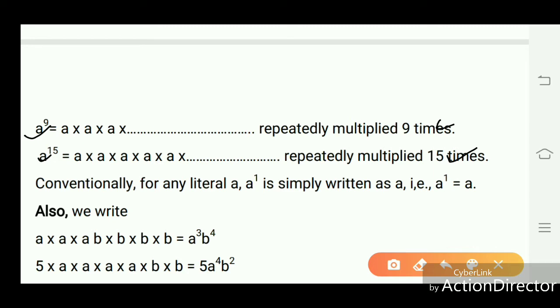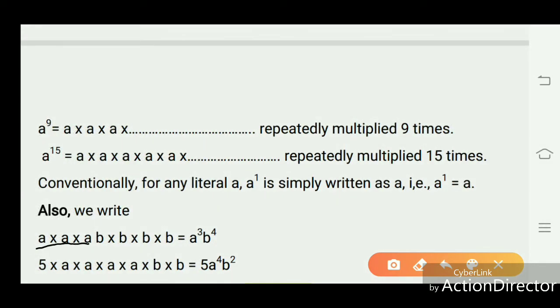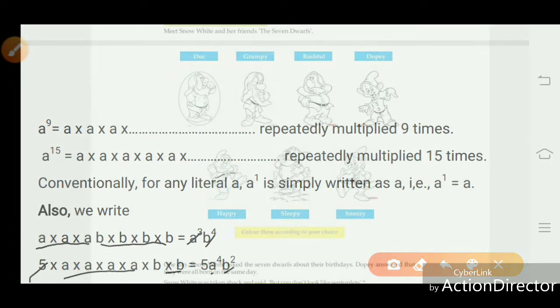Conventionally, for any literal a, a power of 1 is simply written as a, that is, a power of 1 equals a. Also, if a is multiplied 3 times and b is multiplied 4 times, we write a power of 3 and b power of 4. Now here 5 multiplied by a 4 times and b 2 times, so we write 5 a power of 4 and b power of 2.